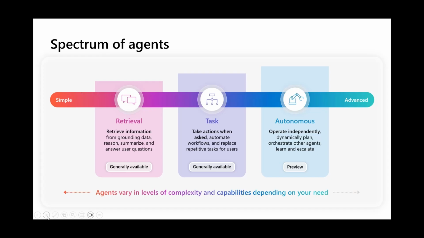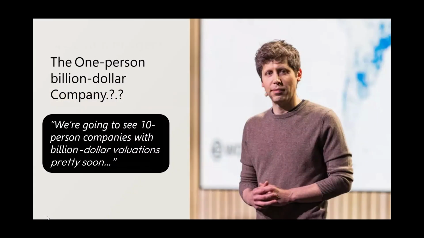And then we've got our more advanced ones, which are our autonomous agents. They operate independently. They can dynamically plan. They can orchestrate other agents. We want to create our agents that are subject matter experts, responsible for individual tasks. And that's where we can orchestrate them to come in and operate independently and create that autonomy.